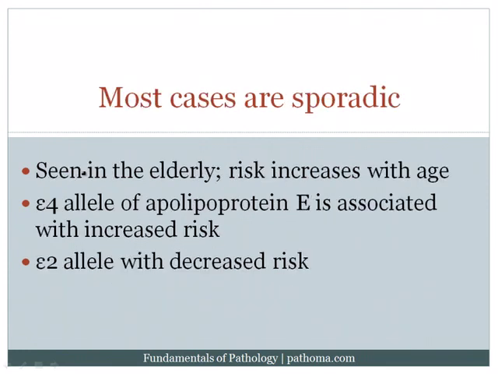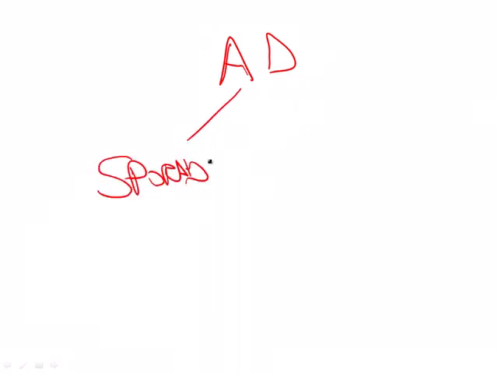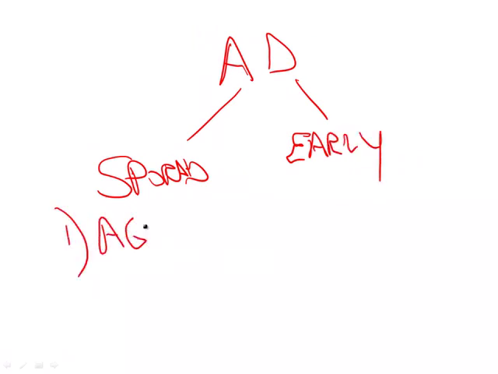When you consider the epidemiology of Alzheimer's disease, most cases are sporadic. I like to take a step back and just remind you that if this is Alzheimer's disease, you have the sporadic form, and then you also have something called the early form. Now, the key feature in the sporadic form is that the major risk factor is age. So with time, there's an increased risk of developing the sporadic form. And of course, this sporadic form is predominantly a disease of the elderly.